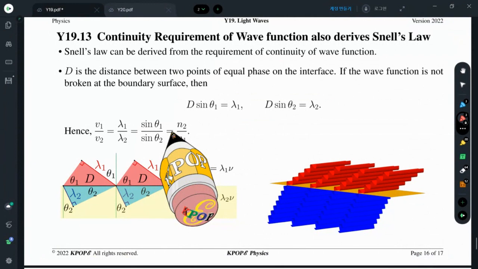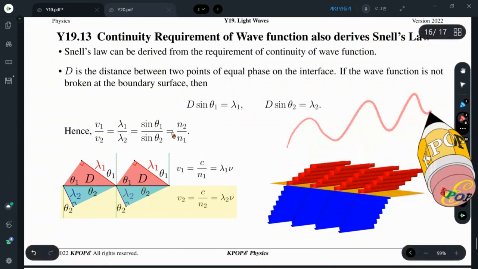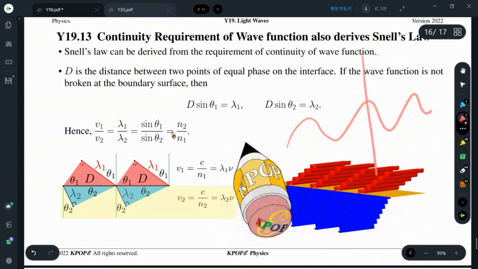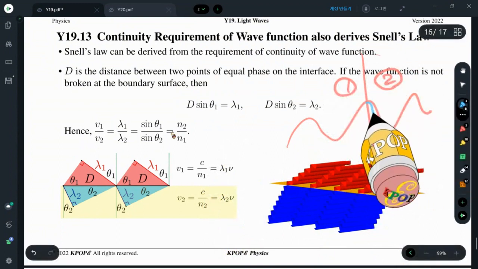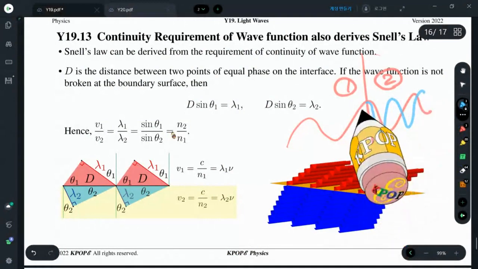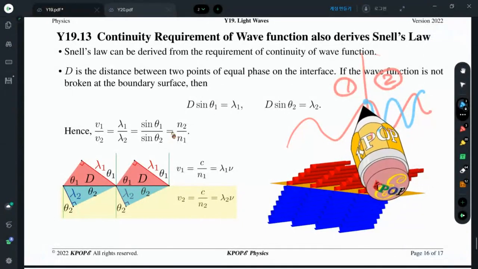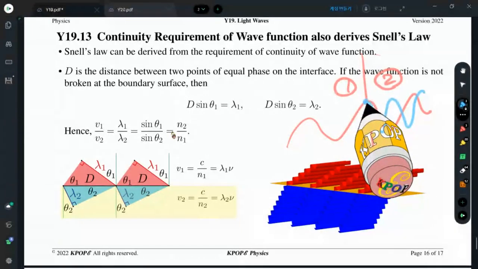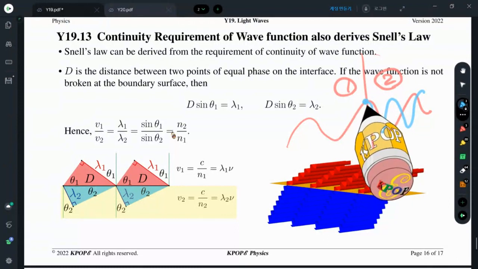Applying the method to Snell's law, we can derive it without using Fermat's principle. Instead, here we have another assumption that a wave can bend when it passes through the interface between the two phases. The wave can change its wavelength or shape. However, the wave does not break at the boundary. This is an assumption, and actually that is true in reality. The wave does not break on the interface.